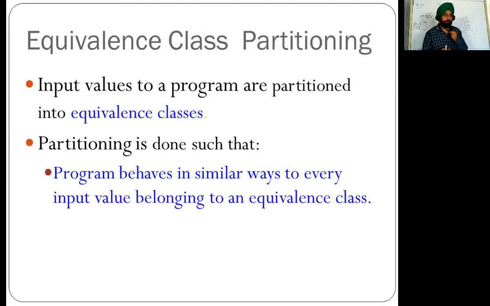Next. So in equivalence class partitioning, what happens? Input values to a program are partitioned into equivalence classes. The example that will be in the slide is, suppose we have to find the square root of numbers between 1 and 5,000. So the range of the input is 1 to 5,000.